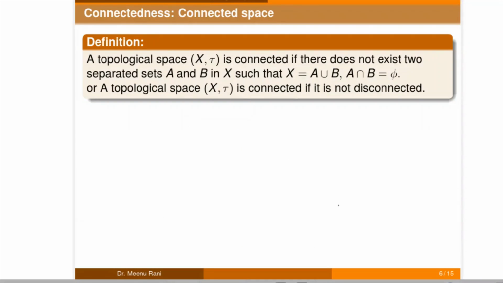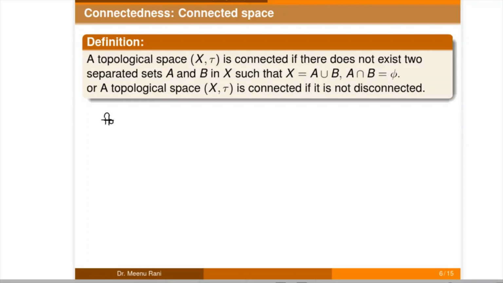So now we define connected space. A topological space X is connected if there does not exist two separated sets in X such that X can be written as their union and these two sets are disjoint also. Or we can say that X is connected if it is not disconnected.